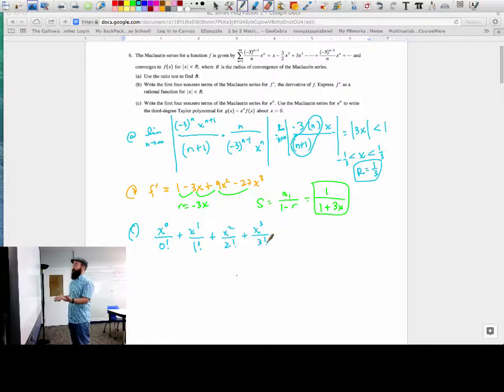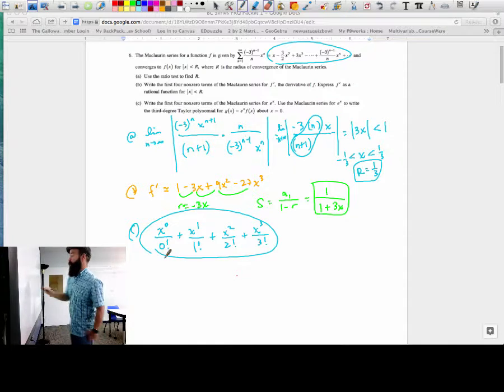It says use the Maclaurin series for that to write the 3rd degree Taylor polynomial for g of x equals e to the x times f of x. So we've got this e to the x here, which I'm going to write in numbers in just a moment. And then we've got the f of x, which is what they gave us in the original problem. And we want the third degree polynomial. The other thing is multiplying those two things together. So I'm going to take these polynomials and multiply them together, but I'm only going to multiply the things that take me up to a third degree.